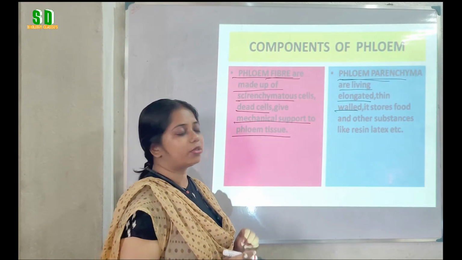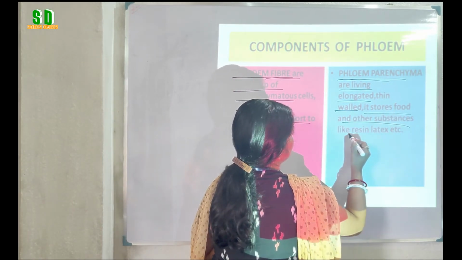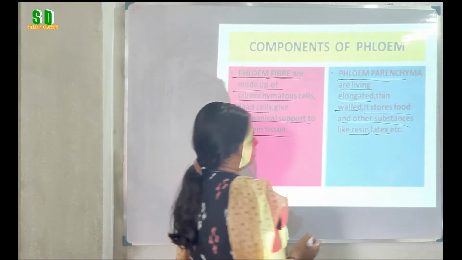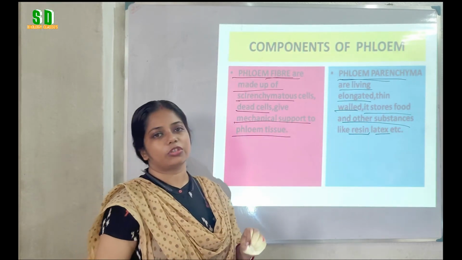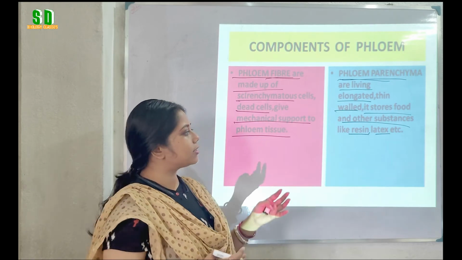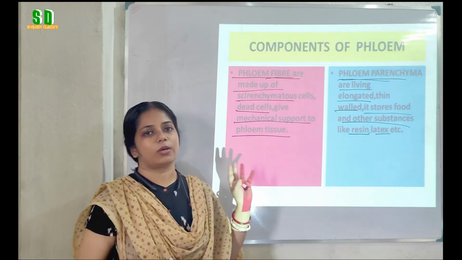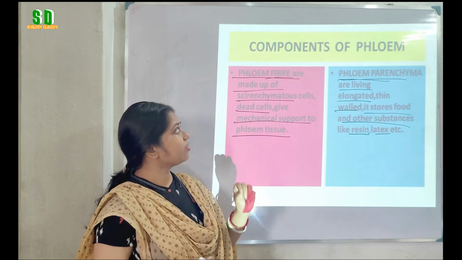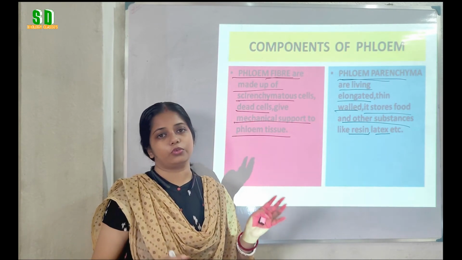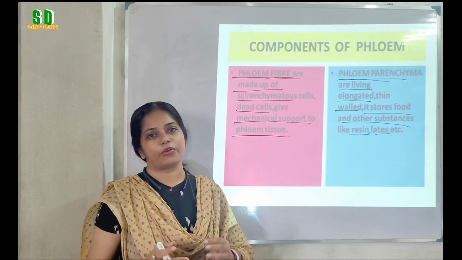Whereas the function of the phloem parenchyma is that it stores food and other substances like resin, latex, etc. So the main function of the phloem parenchyma is the storage of different food substances, as well as different substances like resin and latex. And the main function of the phloem fiber is to give mechanical support to the phloem tissue. So these are the other two components of the phloem tissue.